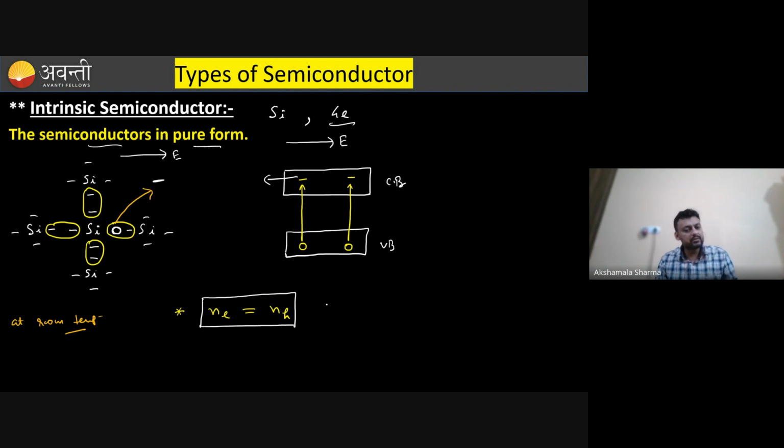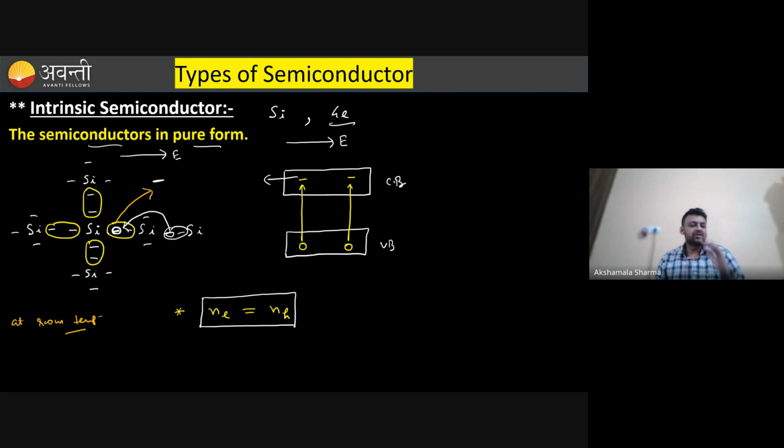Now, what about holes? Look at that. Due to this external field applying some force, some of the covalent bonds may further break. For example, there is another silicon here, and this is another bond. If this bond breaks, then this electron will jump to this hole. Are you getting my point? It will create a vacancy here, and this vacancy will be filled.